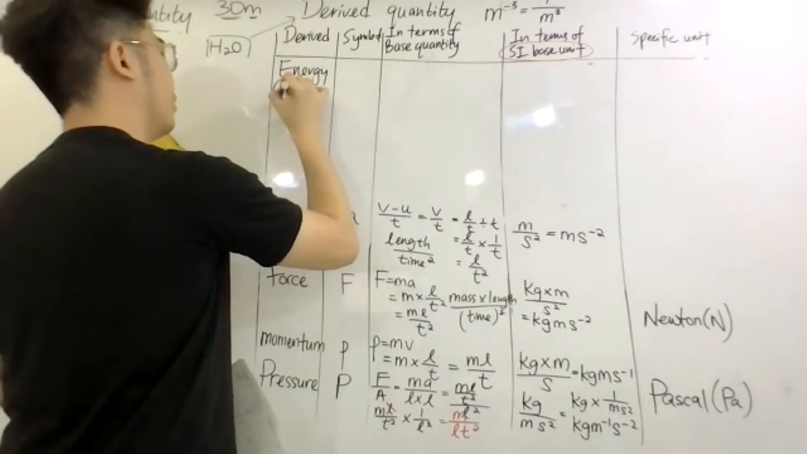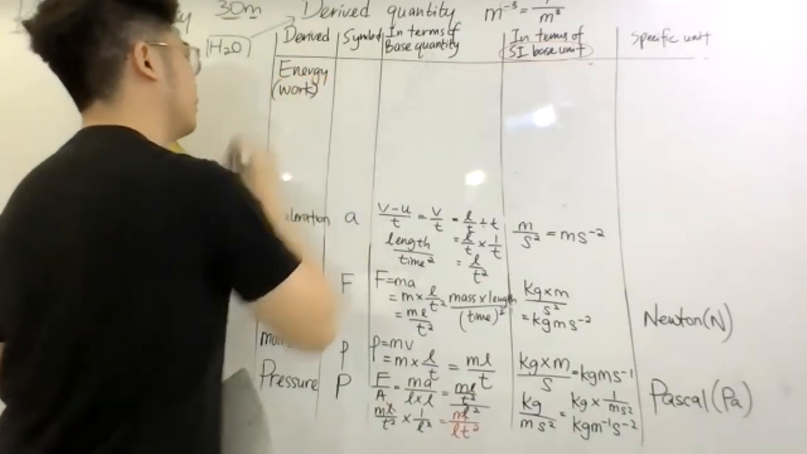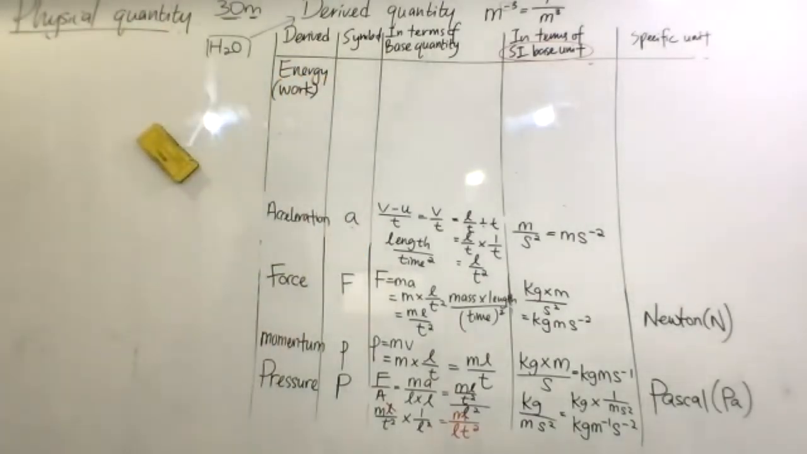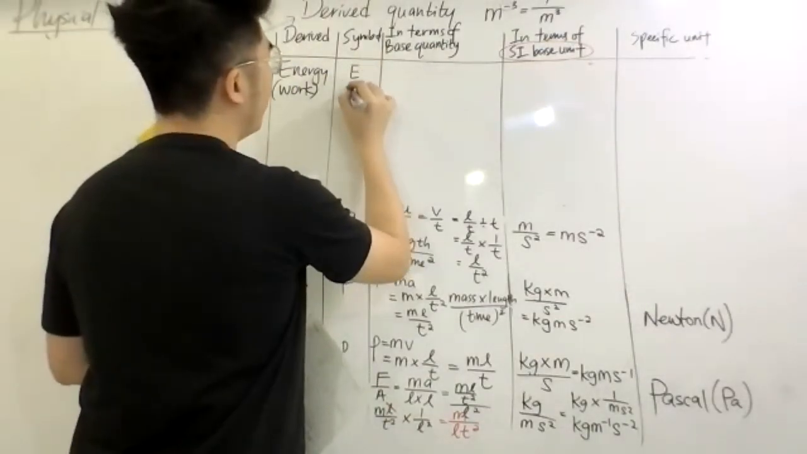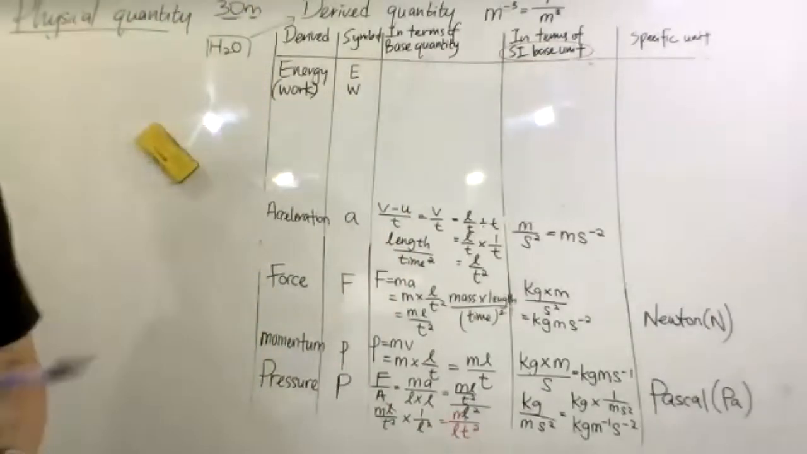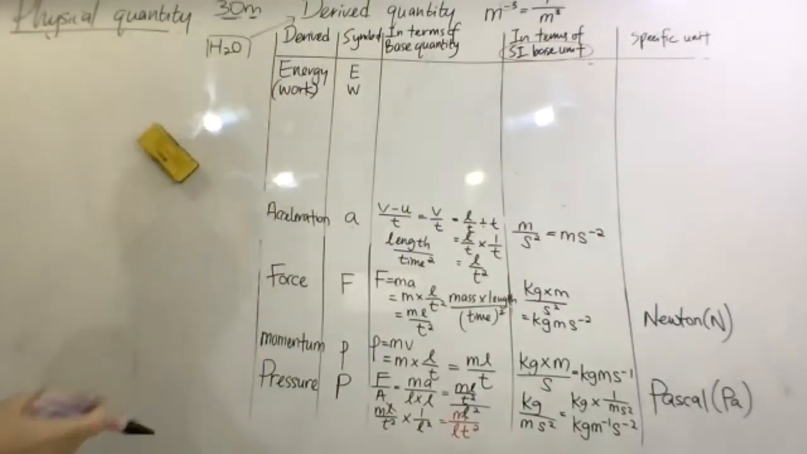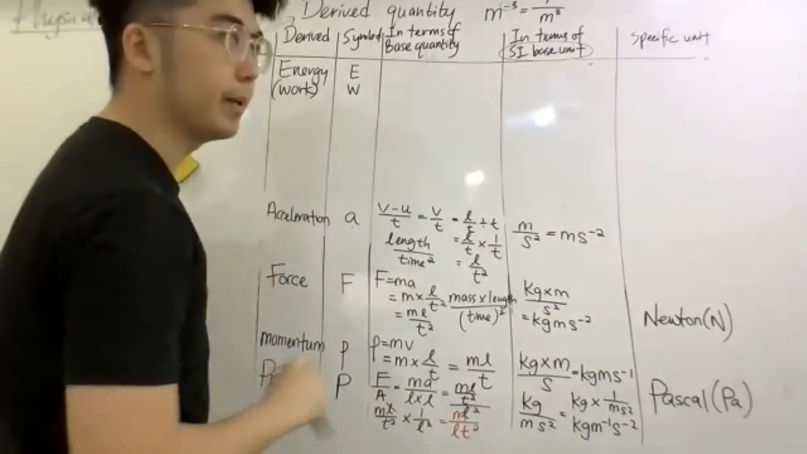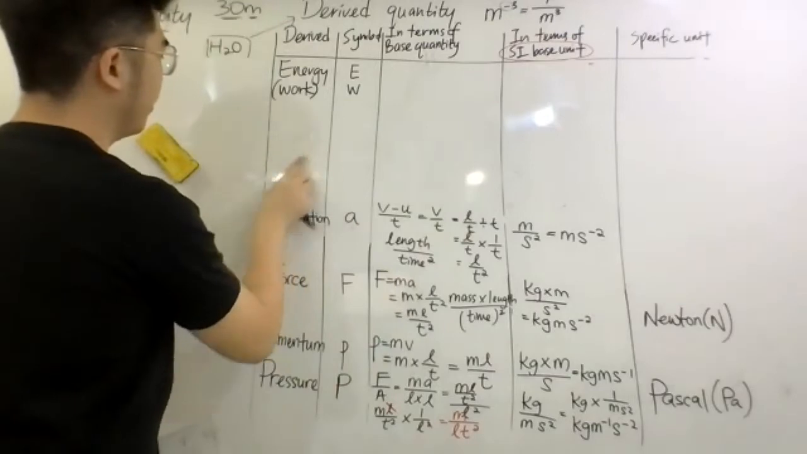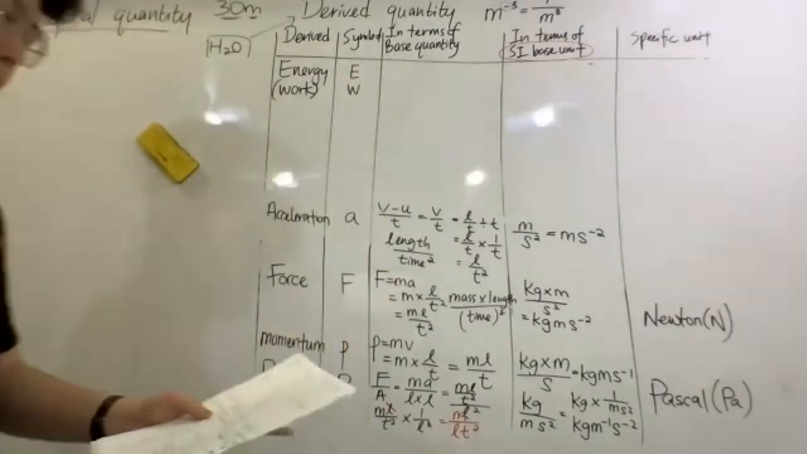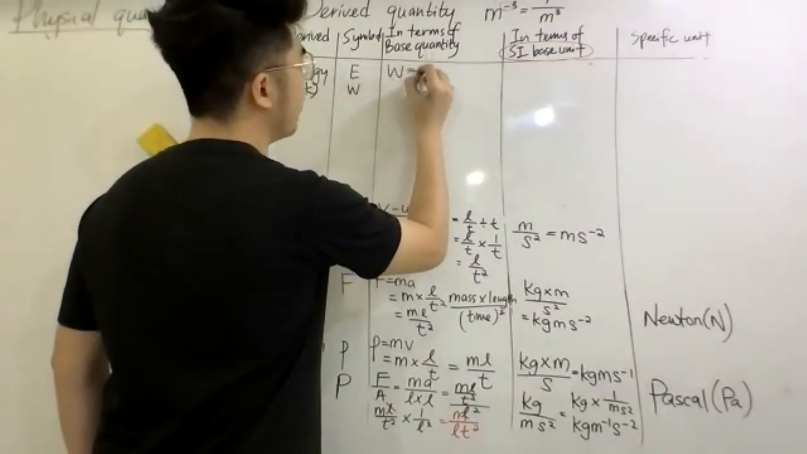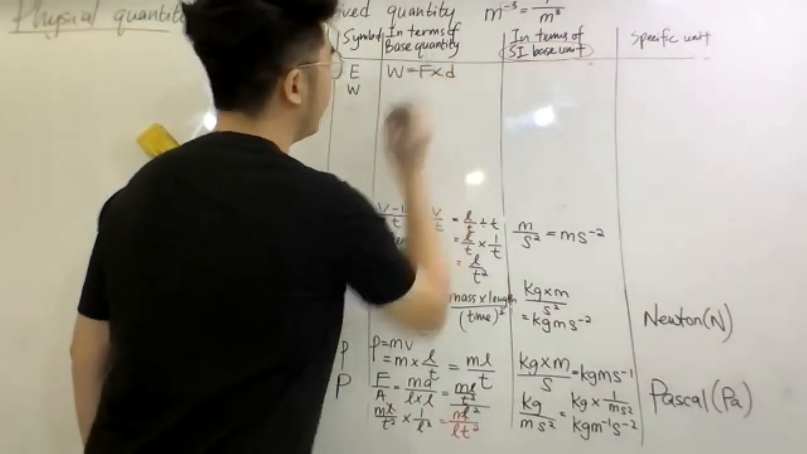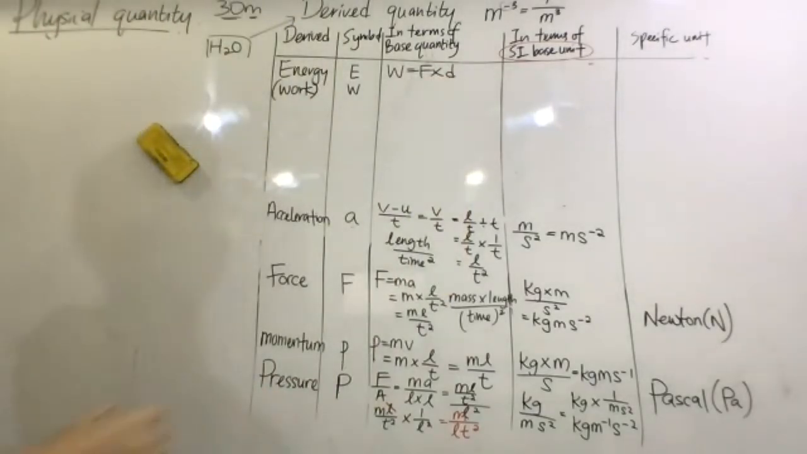Energy. Energy is the same as work done. Energy symbol can be E or capital W. W stands for work. This is the next chapter after force and motion. Now in terms of base quantity, I give you the formula. W is force times D, force into distance. Is this the base?